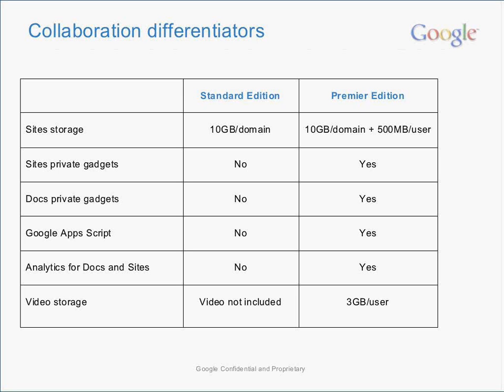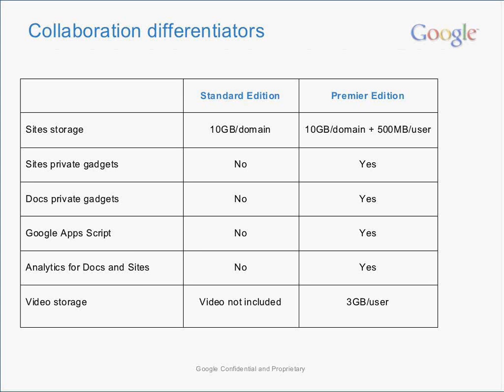You can see some of the other differences as well. Again, it relates back to the lack of availability of APIs and integration tools. So you won't be able to do things like sites, private gadgets, even private gadgets and docs. What that means is you won't be able to create gadgets that feed off of information from within your internal systems if you're using standard edition. You won't be able to create those kind of gadgets. With Premier Edition, of course, that is possible. And then, another tool that we recently released, Google Apps Script, even that is not available with the standard edition.